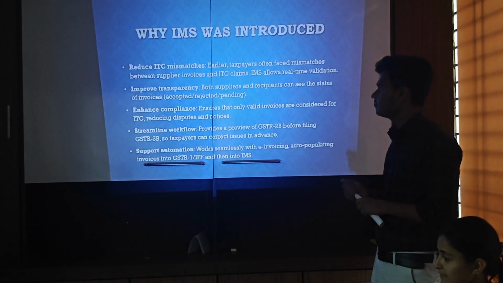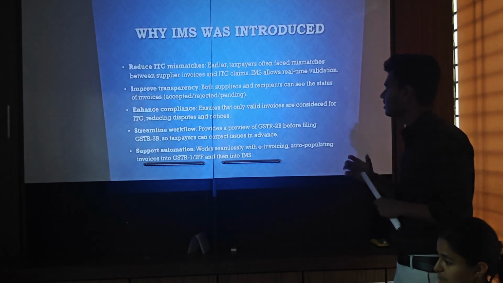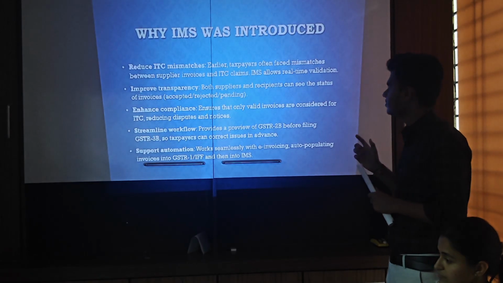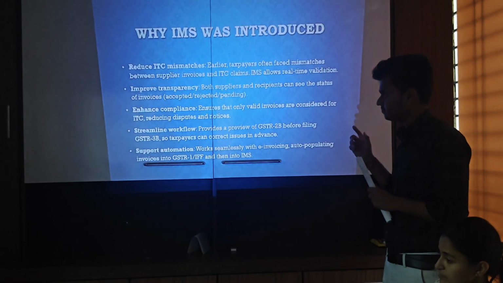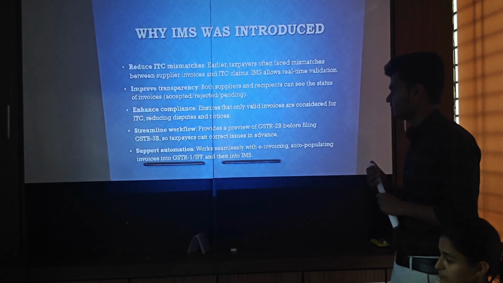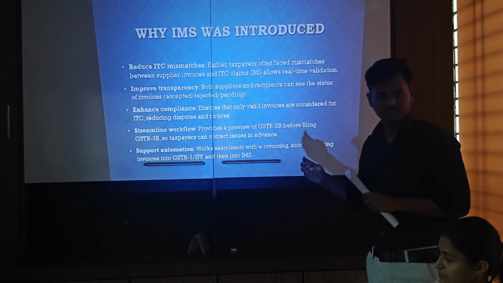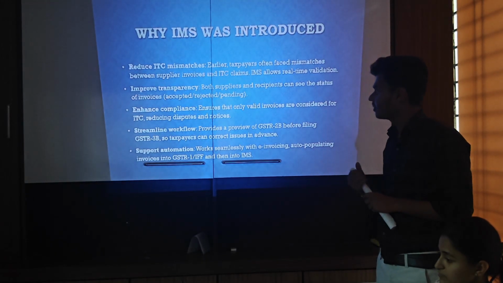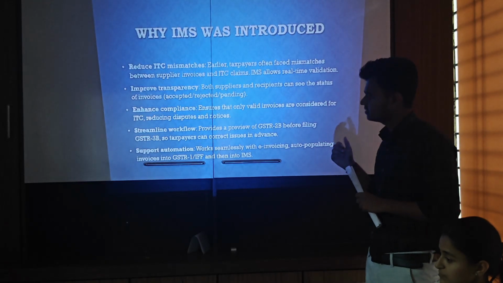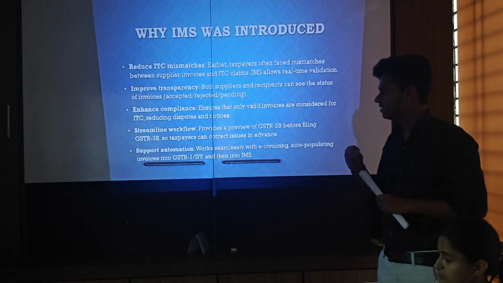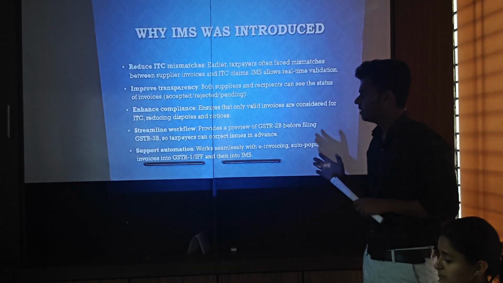Why was IMS introduced? IMS was introduced to reduce ITC mismatches. Earlier, taxpayers often faced mismatches between supplier invoices and ITC claims. IMS allows real-time validation. The second one is improved transparency. Both suppliers and recipients can see the status of invoices, whether invoices are accepted, rejected or kept pending. And the third one is enhanced compliance. IMS ensures that only valid invoices are considered for ITC, reducing disputes and notices. And the fourth one is streamlined workflow.